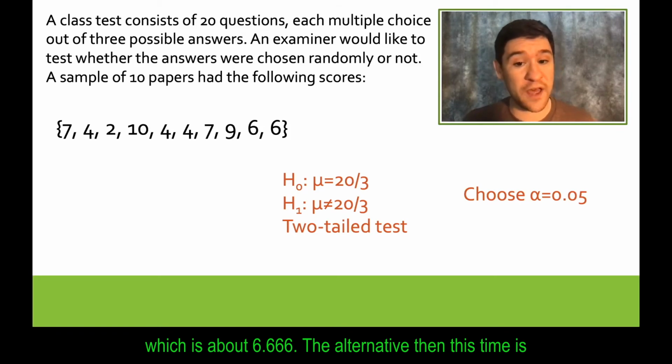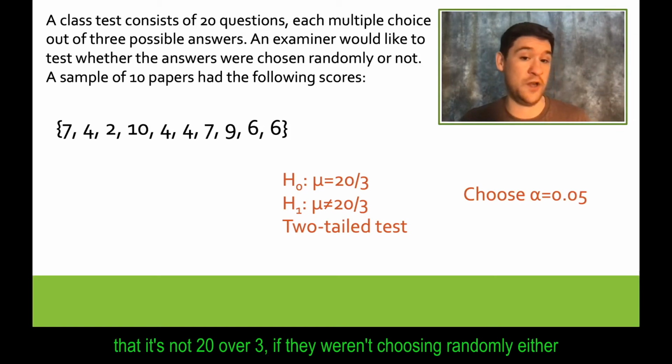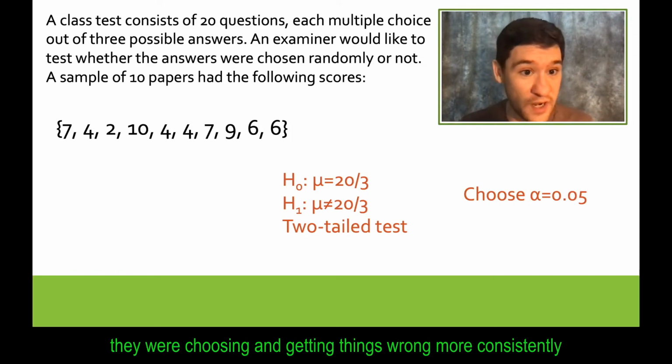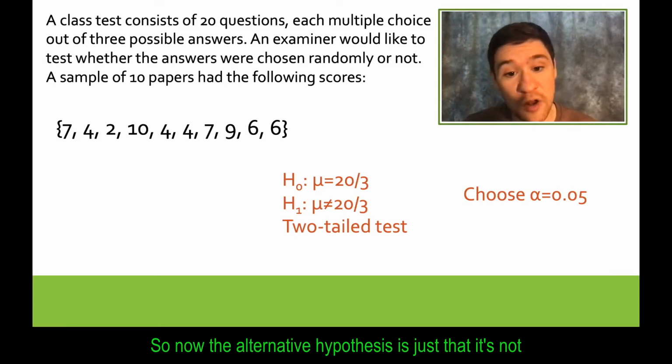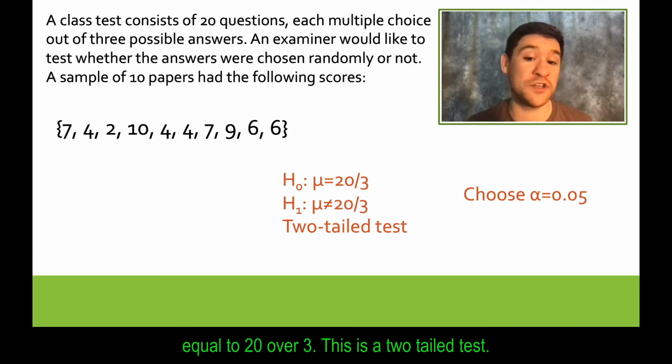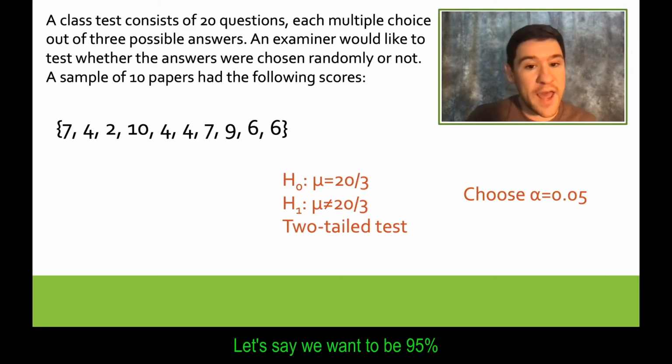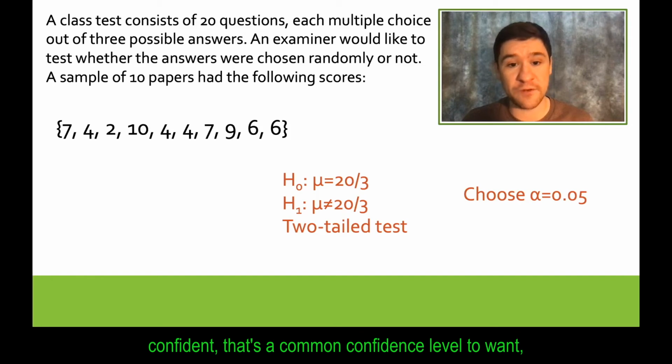The alternative then, this time, is that it is not 20 over 3. If they weren't choosing randomly, either they were choosing and getting things wrong more consistently, or they were choosing and getting things right more consistently. So now the alternative hypothesis is just that it's not equal to 20 over 3. This is a two-tailed test. Let's say we want to be 95% confident. That's a common confidence level to want.